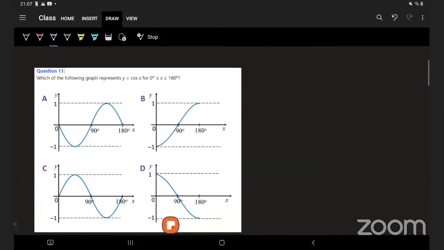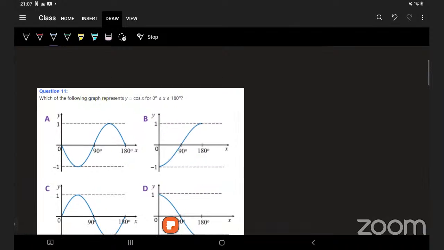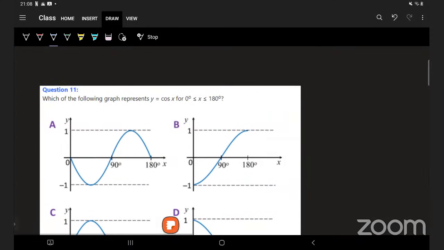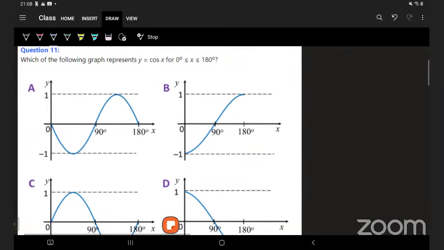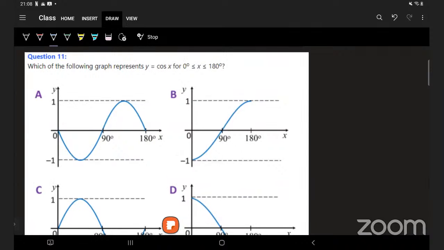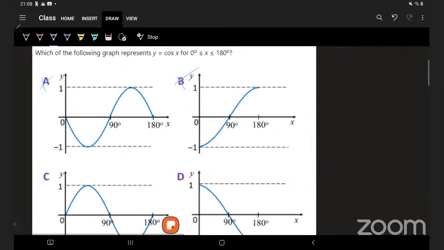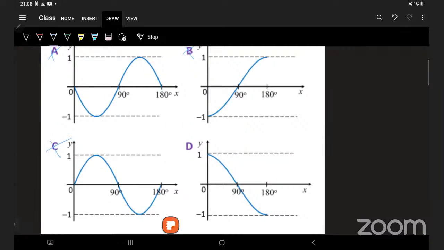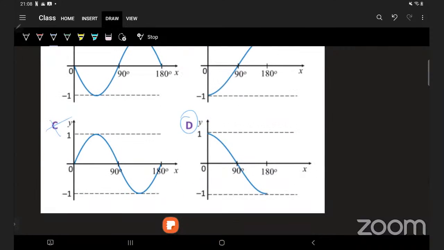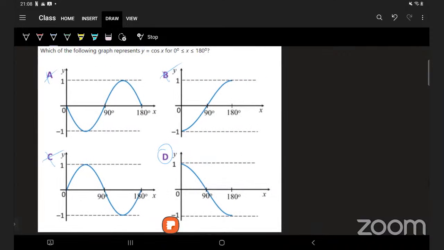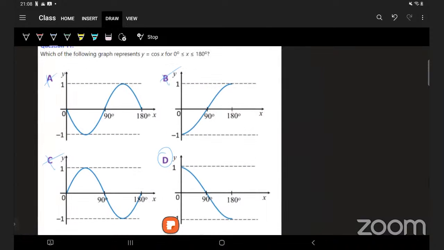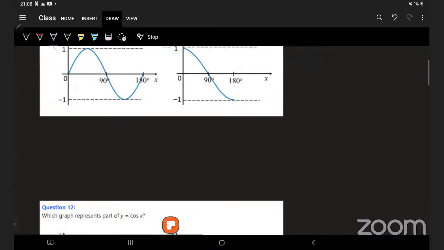Now let's look at question 11. Which of the following graphs represents y is equal to cosine x for 0 degrees to 180 degrees? As we know, cosine has to start from 1. So we can eliminate A, B, and C, and just pick D, because that's the only answer that starts from 1. As you can see, knowing where the graph starts is a very powerful tool, because you can eliminate all the answers that aren't relevant, and then just pick the answer that you know is true. So D is the answer for 11.